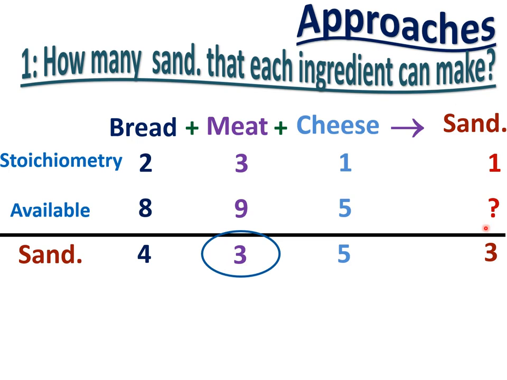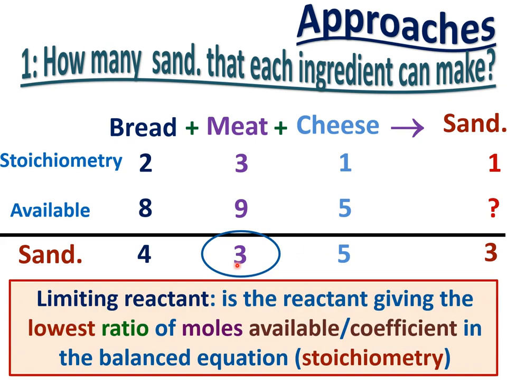Here, the limiting reactant is the reactant giving the lowest ratio of moles available to the stoichiometry, or the coefficient in the balanced equation. This is the limiting, and the product will follow the limiting reactant.